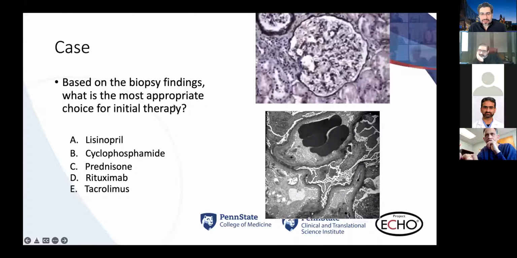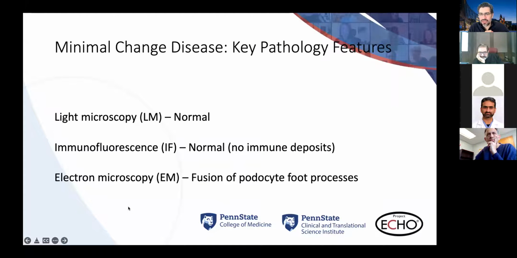So again, I think this is the number one GN whenever you start the book. Most people are comfortable starting with prednisone, and that was the right answer. Anybody who would like to do another approach for the first timer, like some fancy medicines? Probably not, because we have very robust data for prednisone, and I'm sure all of us have experience treating this condition. So key pathology features: light microscopy is normal, immunofluorescence is normal, and EM shows diffuse podocyte foot process effacement.